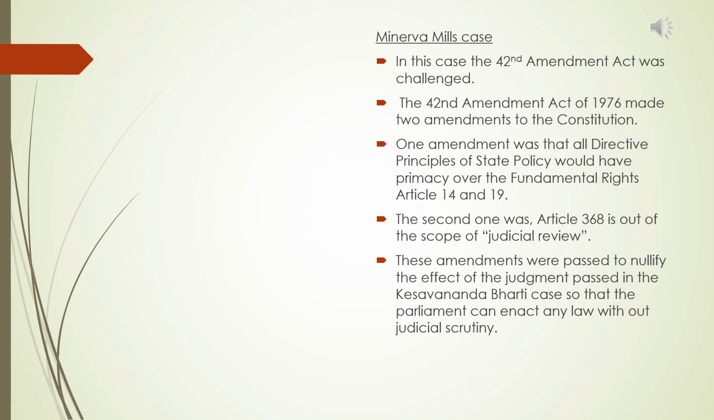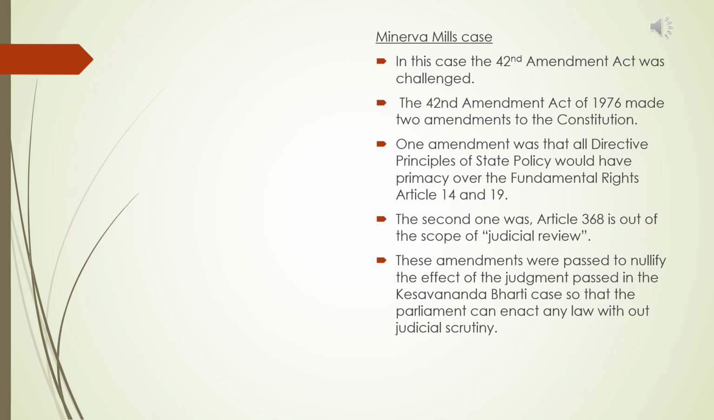And one more change made through this 42nd Amendment was Article 368. What is Article 368? Article 368 empowers the power to amend the Constitution. That Article 368 is outside the scope of judiciary. That was the second change made through the 42nd Amendment.